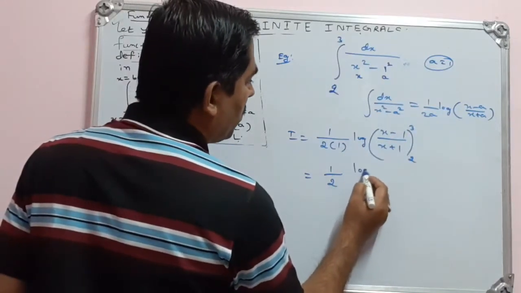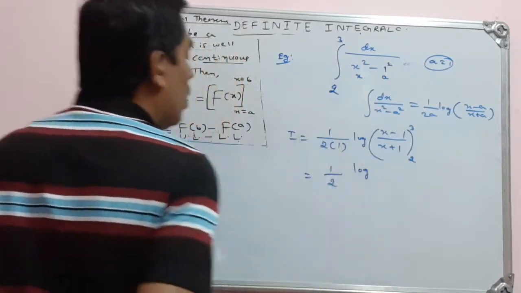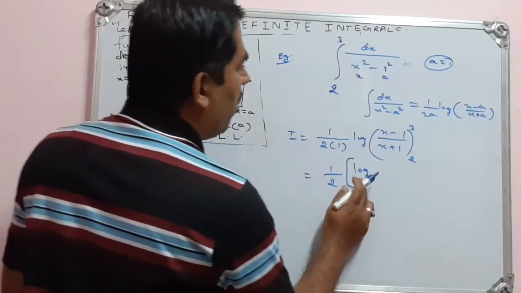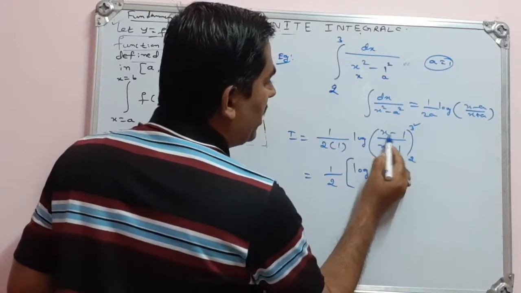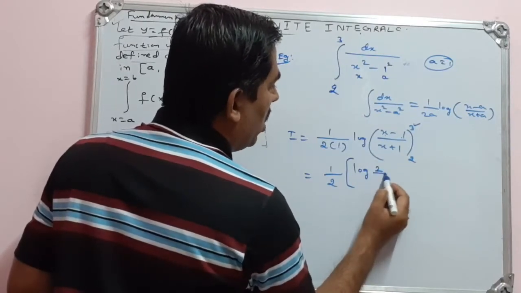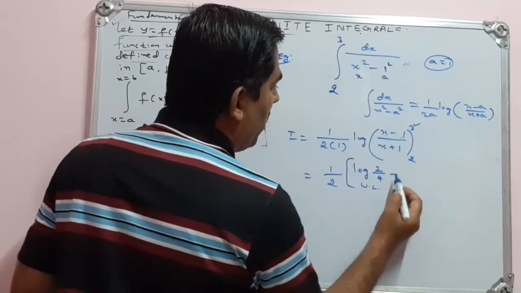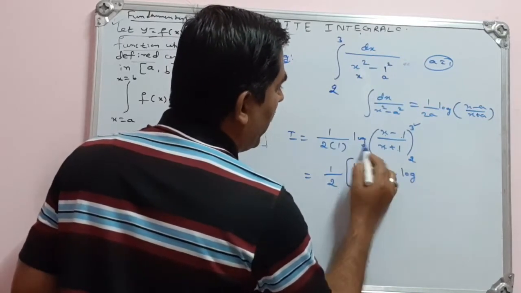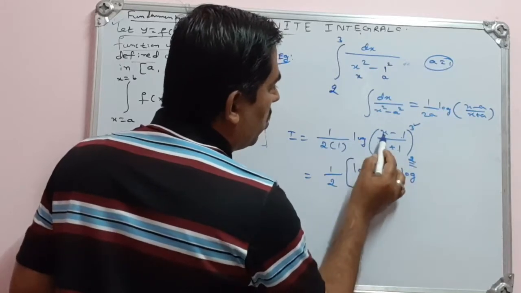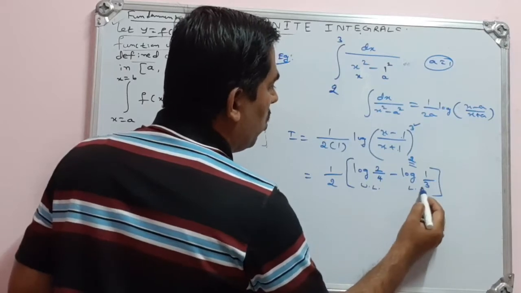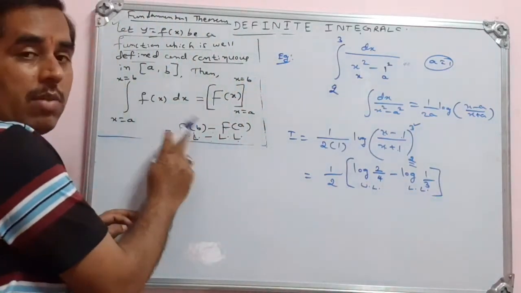So half into, now we have to be careful here. Let me put the bracket. Log of the upper limit, so I will substitute 3 here: 3 minus 1, that is 2, divided by 3 plus 1, so it is 4. This is the upper limit minus the lower limit, that is log of, once again for the lower limit 2: 2 minus 1, that is 1, divided by 2 plus 1, that is 3. This is upper limit minus lower limit according to this definition.